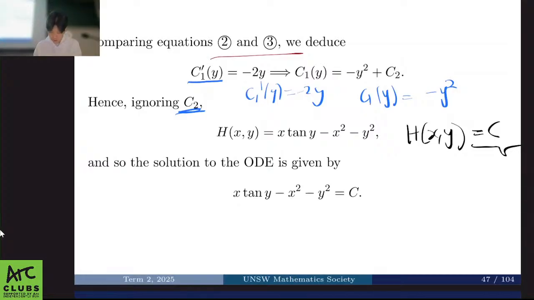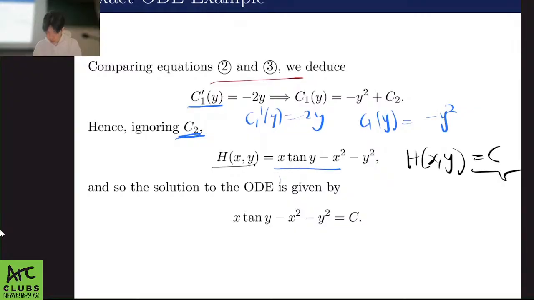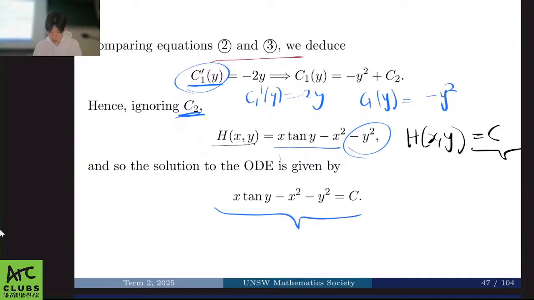So therefore, h(x,y) is going to be what we found earlier, x tan y minus x squared minus y squared, which was our constant. So this is our exact solution.